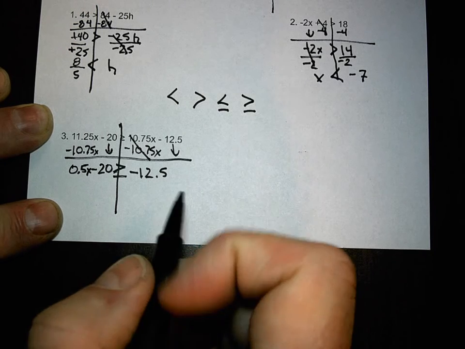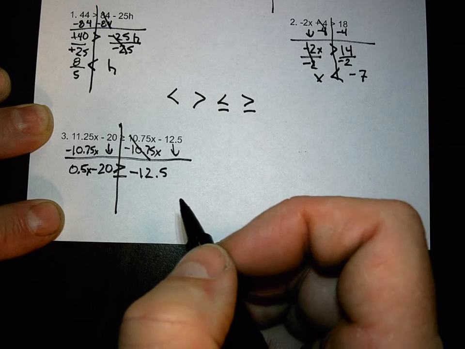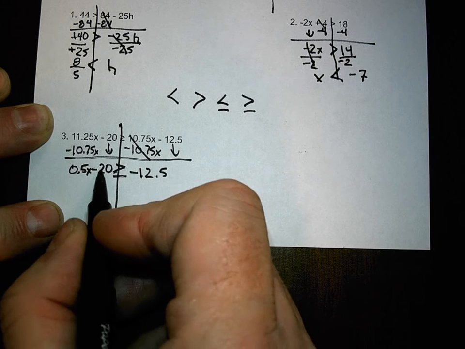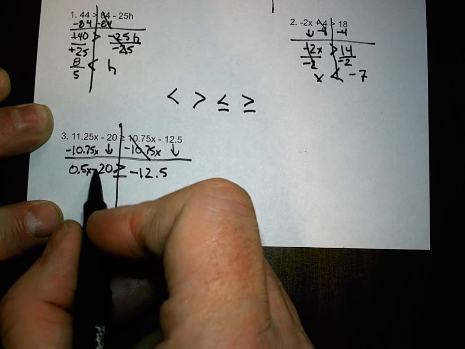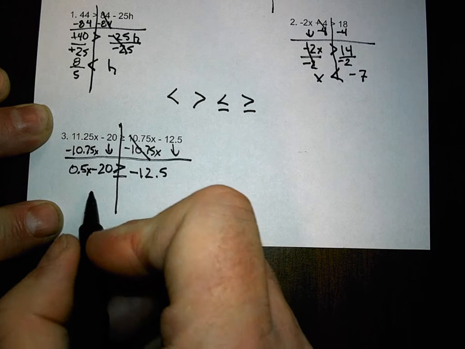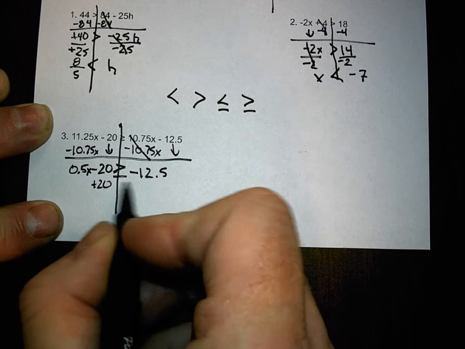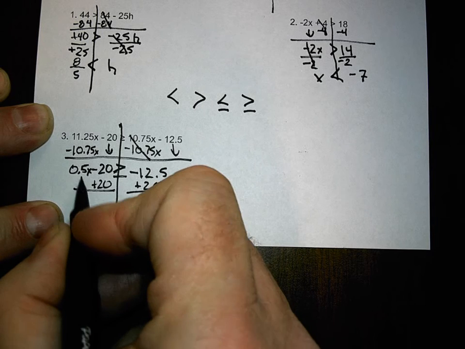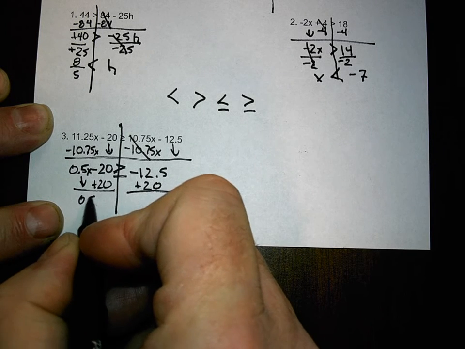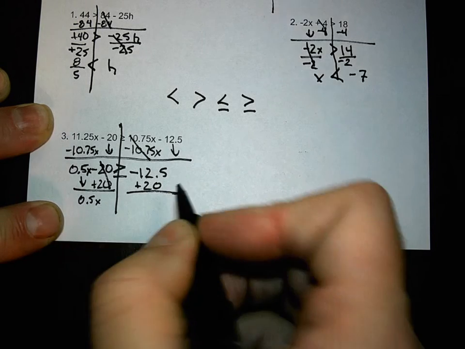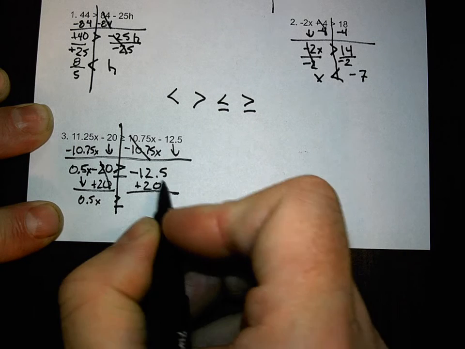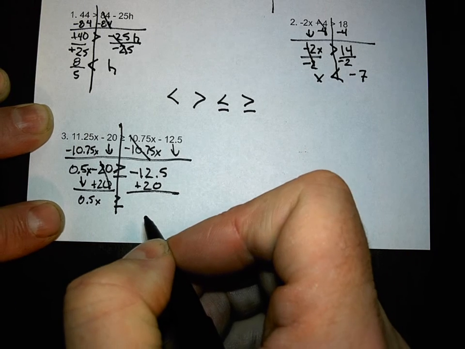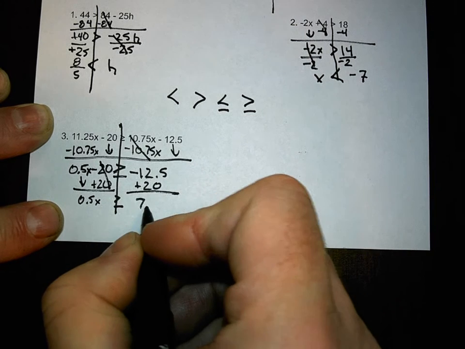What's my next step? Add the 20 to the other side. I got to get the constants to one side, right? What's the opposite of negative 20? So I'm going to add 20 to both sides. So I bring down my 0.5x. The 20s go away. It's greater than or equal to. What is negative 12.5 plus 20? 7.5.